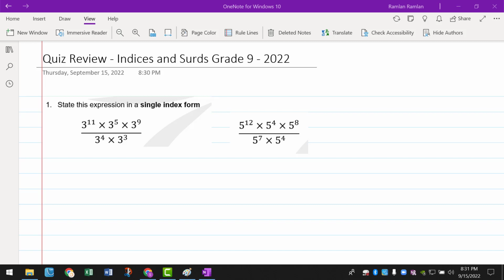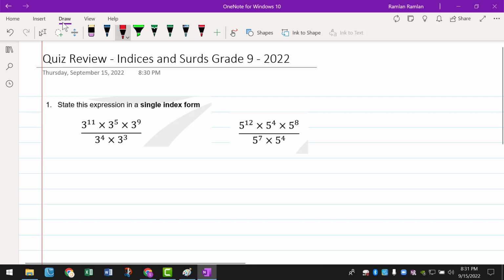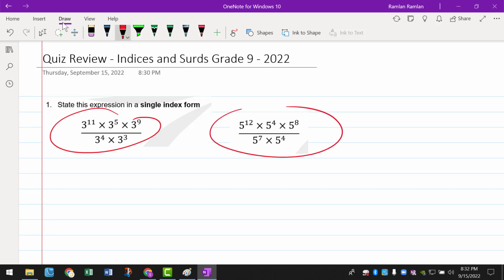Okay, so I'm going to explain some questions, maybe all questions from the quiz that you had last week. For the first question, we have: state this expression in a single index form. You have this question and also this question. We actually have different questions from both 9 Seoul and 9 Manchester. Both of you have different questions, but they have the same exact concept.